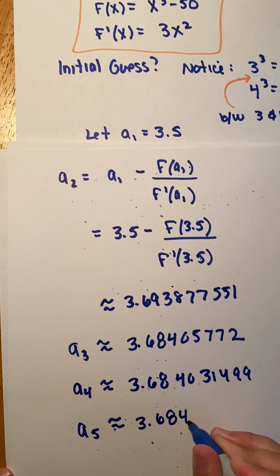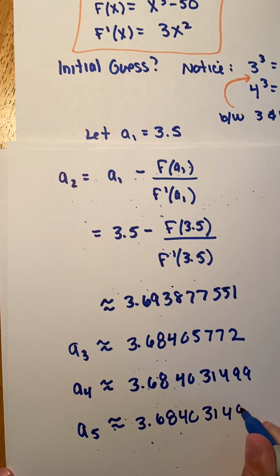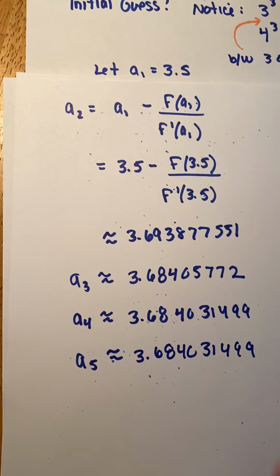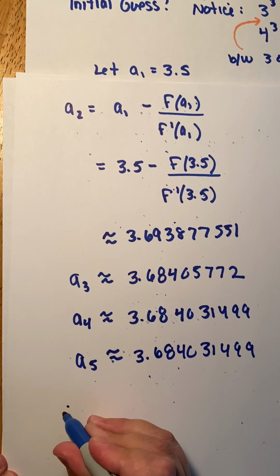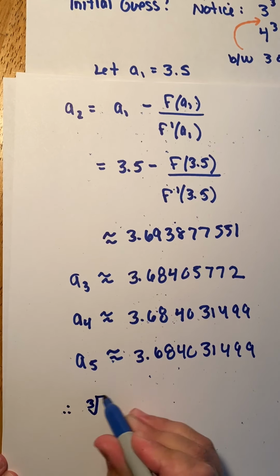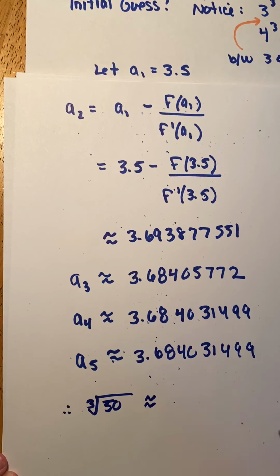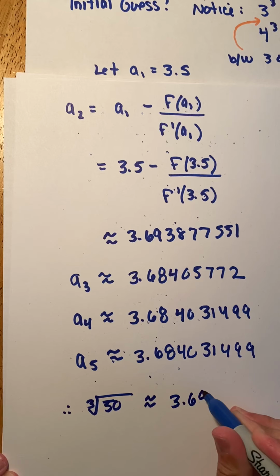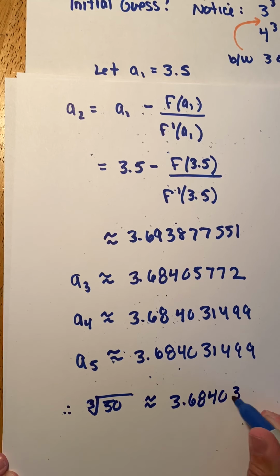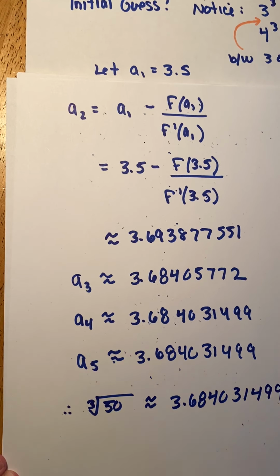So if we were doing the algebra out and doing this all by hand, it would take us a while, but with a guess like 3.5, we were pretty close. The actual answer is only 3.68. So the cube root of 50, estimating it using Newton's method, is 3.68403149.